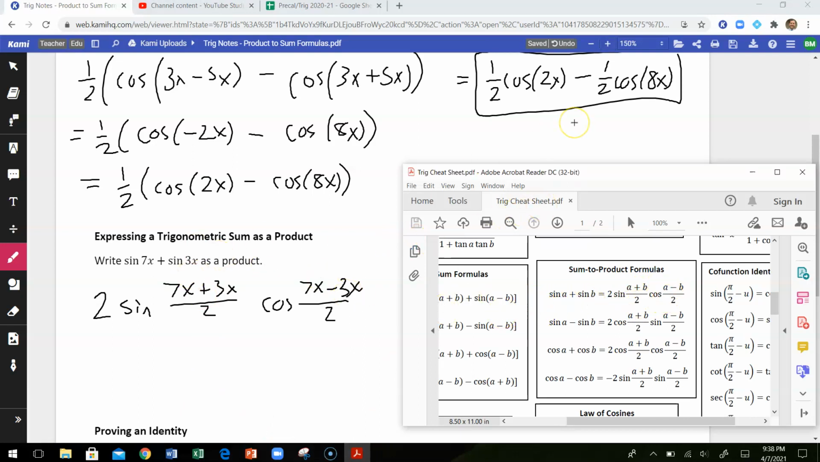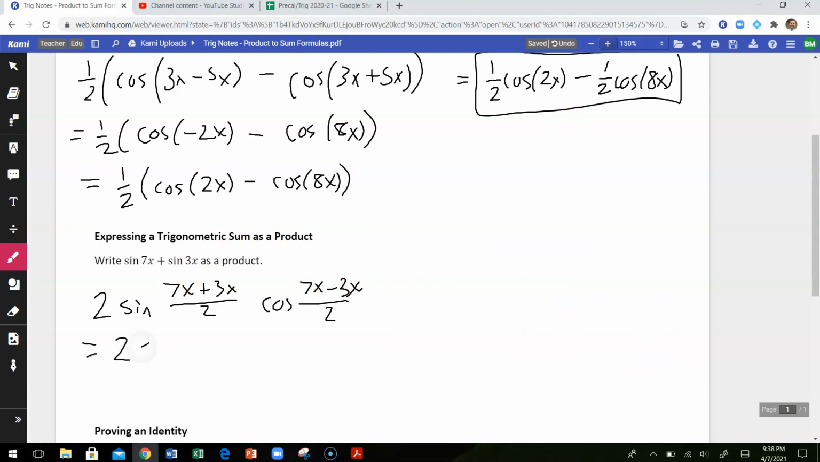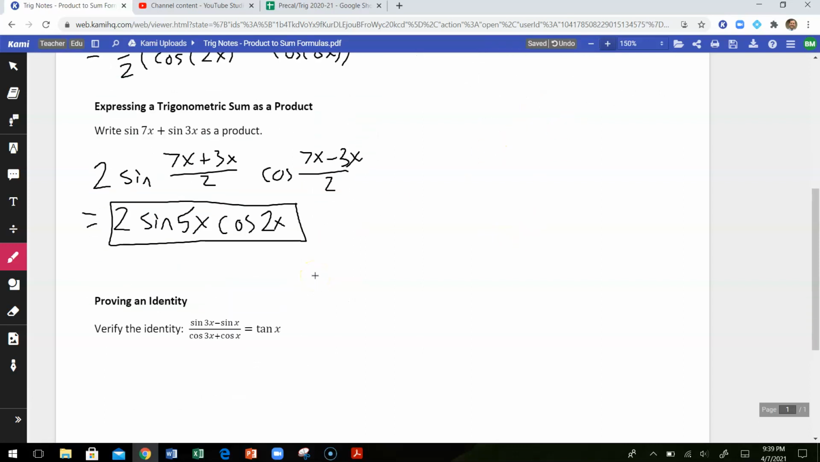Okay, so then we can simplify this down a little bit. So this is going to be the sine of, well, we'd have 10x over 2, so that's going to be 5x. And then the cosine of, that would be 4x over 2, which would be 2x. And we will just leave it like that. Okay, so we've taken our sum and rewritten it as a product.